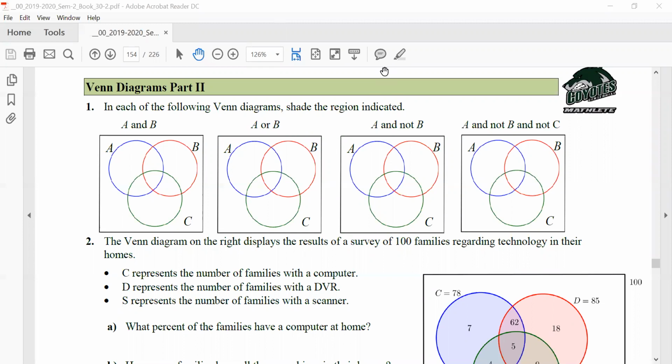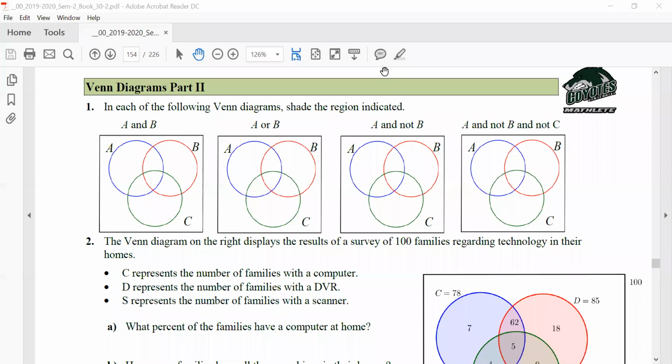We're in Venn diagrams part 2. Now, you can immediately see that we've gone from 2 sets to 3 sets. We'll never go any higher than 3 sets in Math 30-2. And you would think, oh, this is going to make things a heck of a lot more complicated, but it's actually not. As long as you understand how everything was working with the first 2 sets, you'll be just fine here. There's nothing too new or radical with what we're doing here.